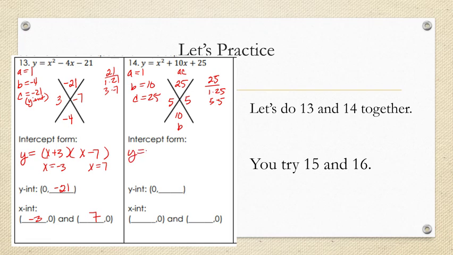So intercept form is x plus 5 and x plus 5. And you can write this as x plus 5 squared because you have two of the same. Y-intercept is 0, 25. X-intercept is 5. It's got to be the opposite, so negative 5.